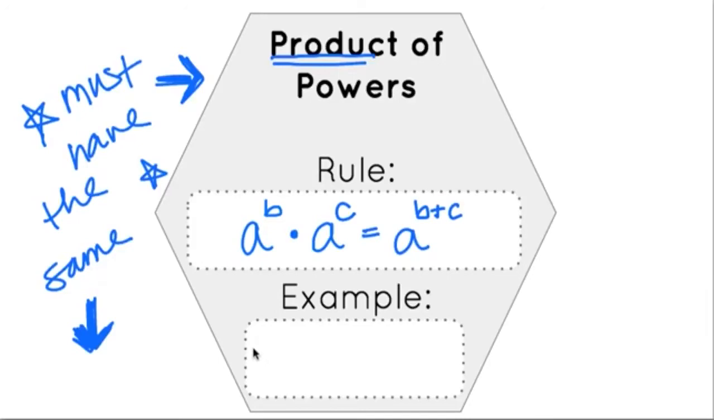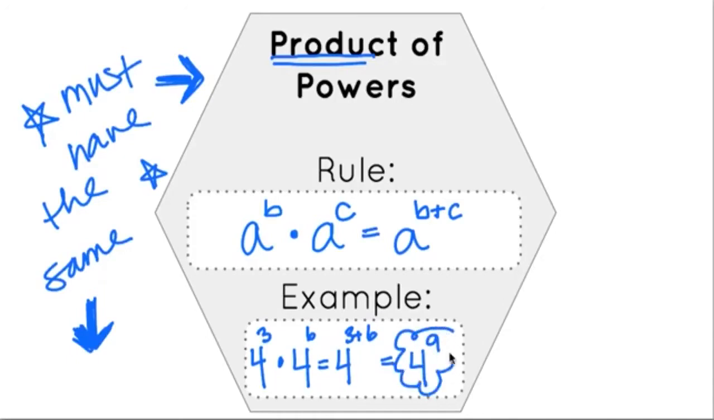So here's an example. 4 to the third power times 4 to the sixth power equals 4 to the 3 plus 6, which equals 4 to the ninth power. Now when you're working through these, you can skip the part where you show the 3 plus 6. So ultimately, you could have this as your work.